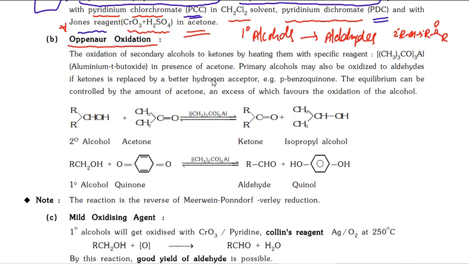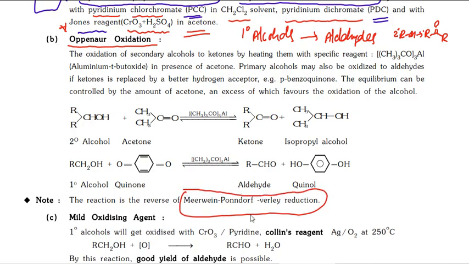The Oppenauer oxidation is the reverse of the Meerwein-Ponndorf-Verley reduction. Now what is happening here? In the Oppenauer oxidation, the alcohol is getting oxidized into a ketone. The purpose of this Oppenauer oxidation is the preparation of a ketone.